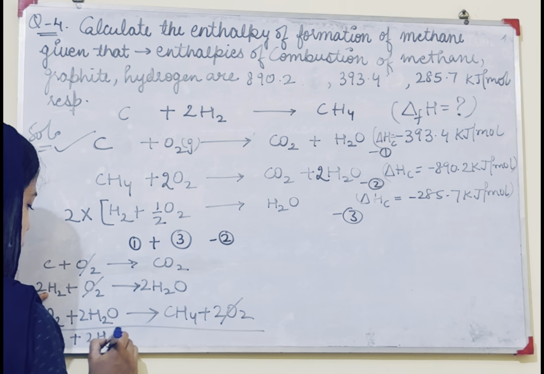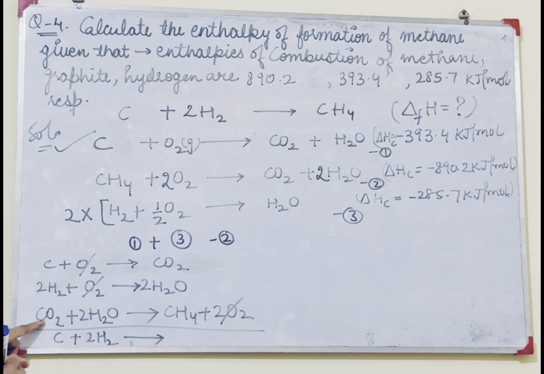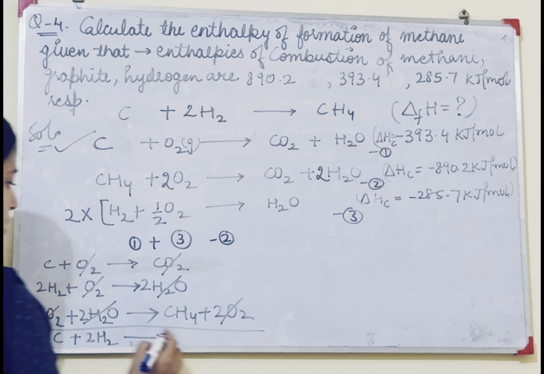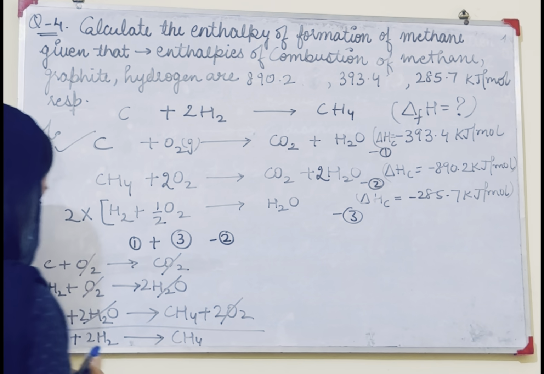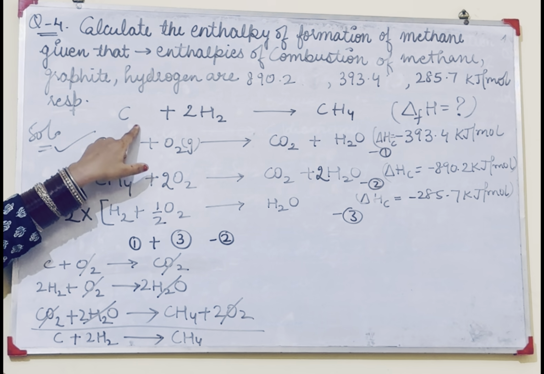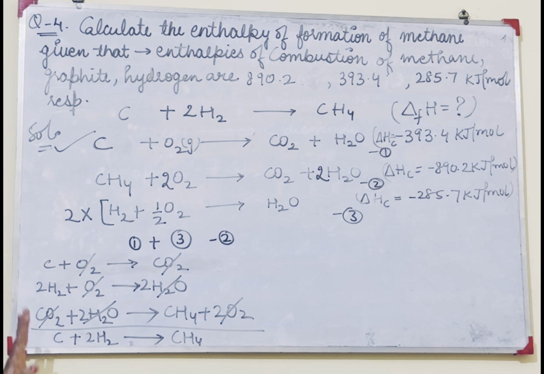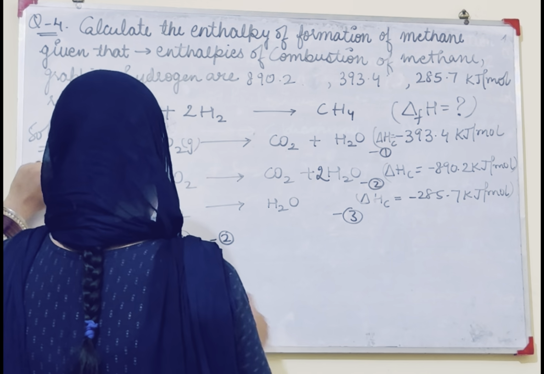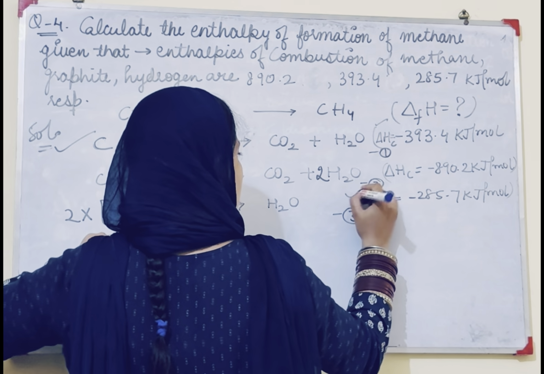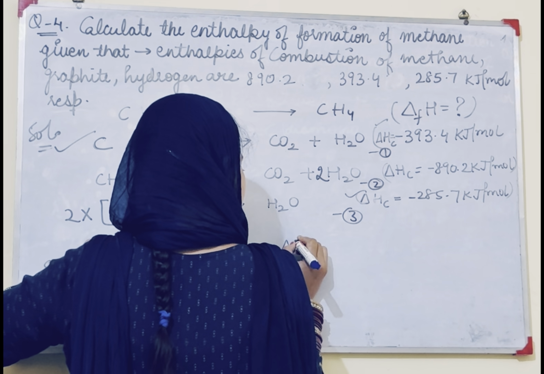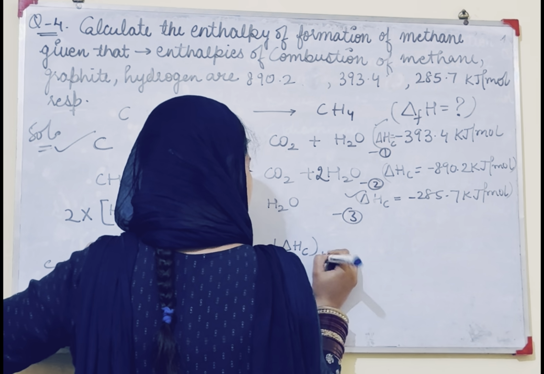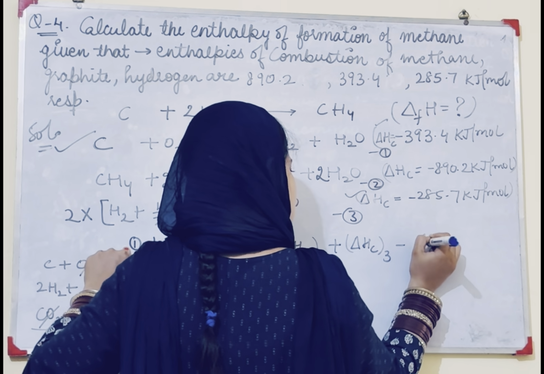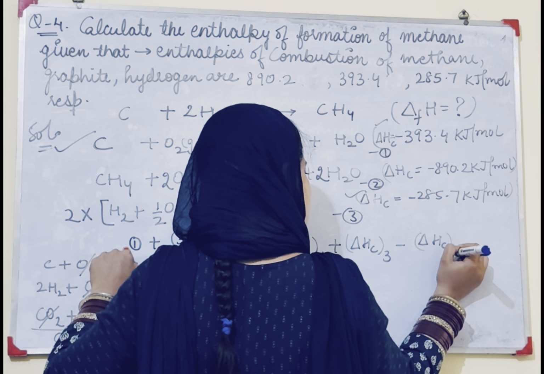Plus 2H2. Now, next. CO2 will get cancelled. This H2O, H2 will get cancelled. And here we get CH4. Now, see, this will be our desired equation. Yes. Now, this equations get solved. Now, similarly, we can calculate enthalpy. First and third will be added. Delta HC 1 plus delta HC 3 minus delta HC second.